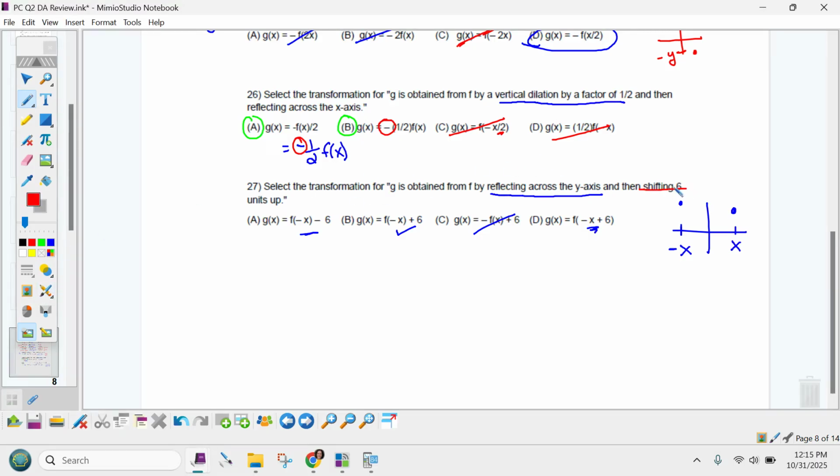Shifting 6 up. So up 6 is adding 6 at the end. So this transformation is left or right. It's not that. Here's the adding 6 at the end. The answer is B. Definitely not A. That's down 6.